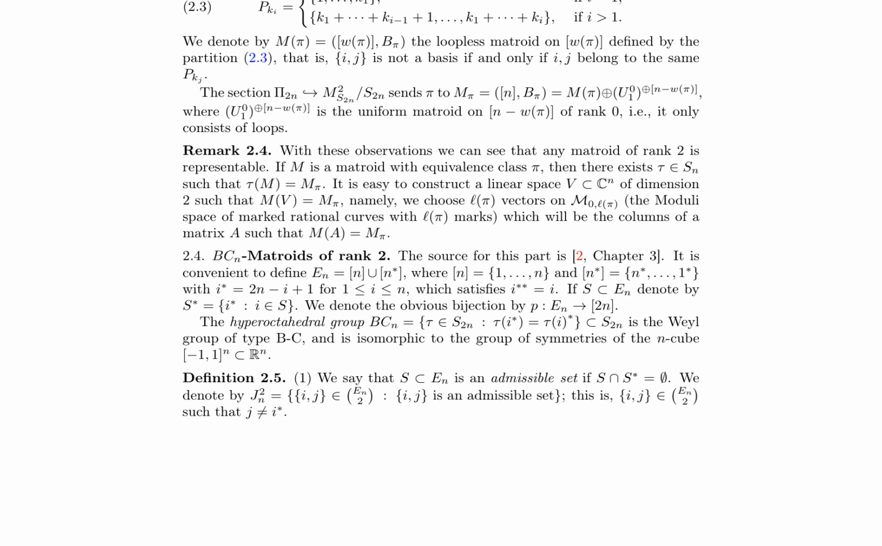It is demonstrated that M_pi is representable, and, in fact, any matroid of rank 2 is representable. The discussion then turns to BCn matroids of rank 2, where the hyperoctahedral group BCn is defined and its connection to admissible sets is elucidated.